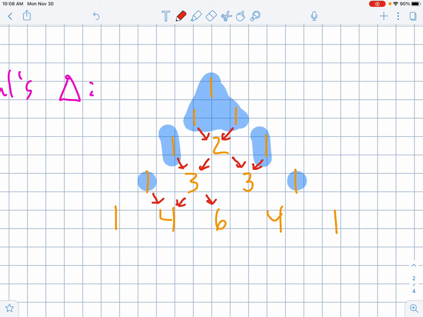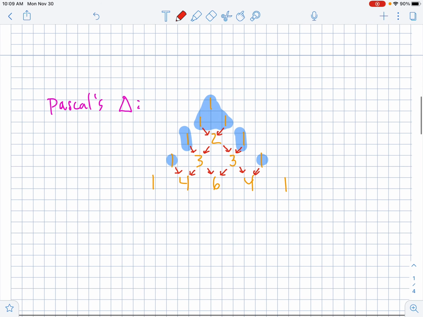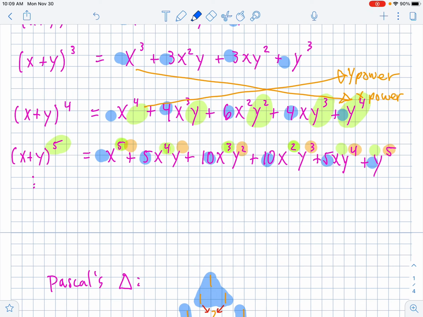1 and 3 is 4, 3 and 3 is 6, 3 and 1 is 4, and then fresh ones on the outside. So we could continue this. We could find the next row. This would be 1, 5, 10, 10, 5, 1. Wait a minute, 1, 5, 10, 10, 5, 1. You guys, these right here, aren't those the same as these? 1, 5, 10, 10, 5, 1. Those are the coefficients from the expansions.